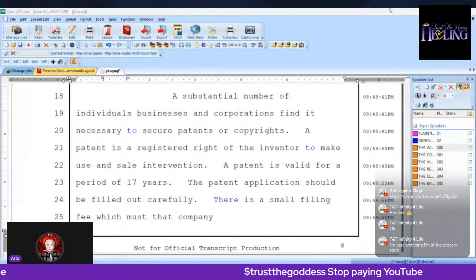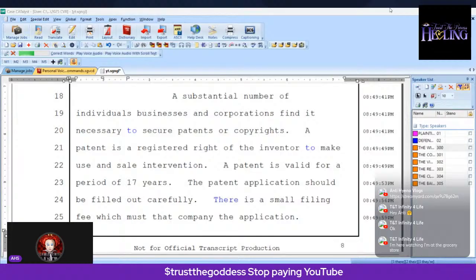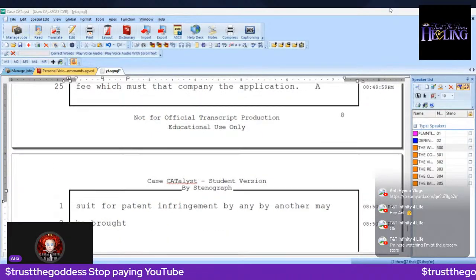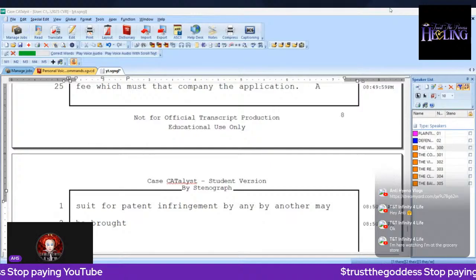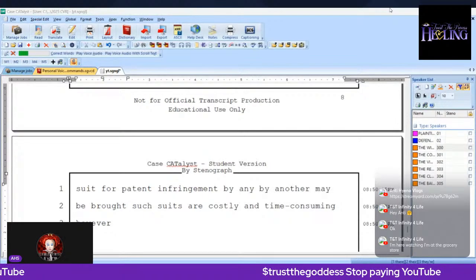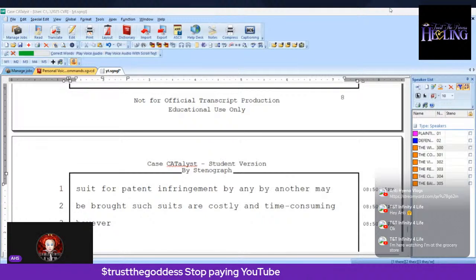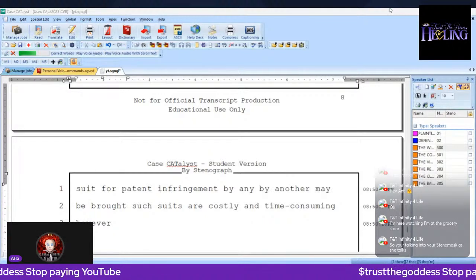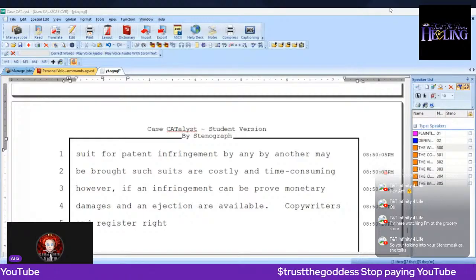A suit for patent infringement by another may be brought. Such suits are costly and time-consuming. However, if an infringement can be proved, monetary damages and an injunction are available. A copyright is the registered right of an author, composer, designer, or artist to reproduce, publish, and sell their work.